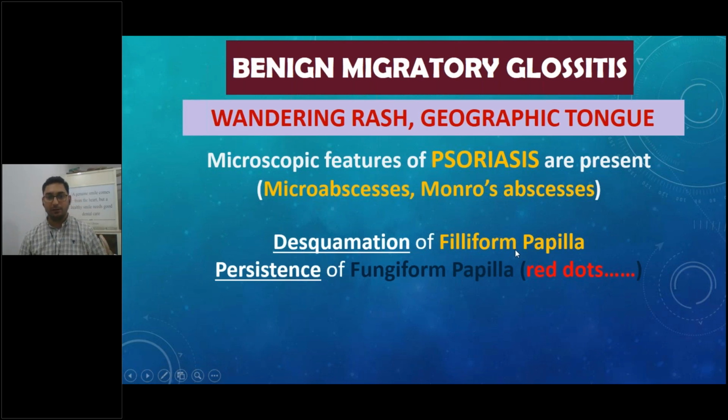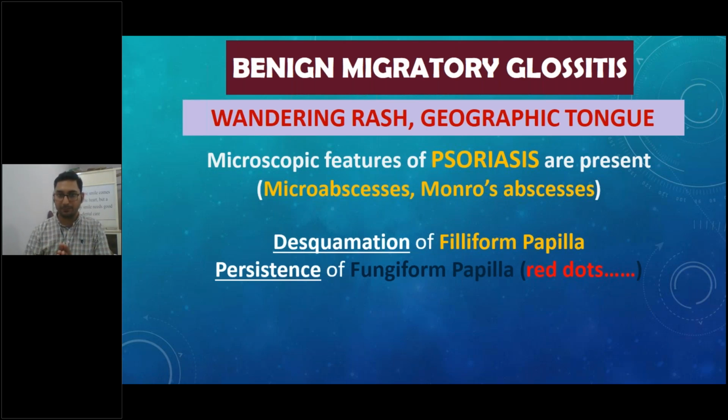Whichever tongue lesion pathology we have read till now, everywhere we have seen desquamation of filiform papillae. In other words, as a general rule regarding tongue pathologies, it is basically the filiform papillae which are affected most. Either it is desquamation or depapillation of filiform papilla, or it is elongation of filiform papilla, like in hairy tongue. So mostly it is filiform papilla which are affected.